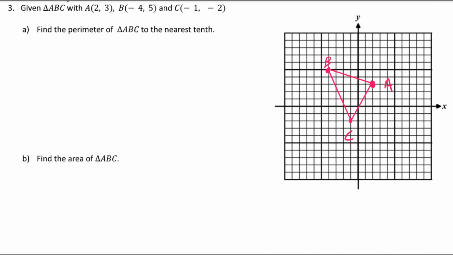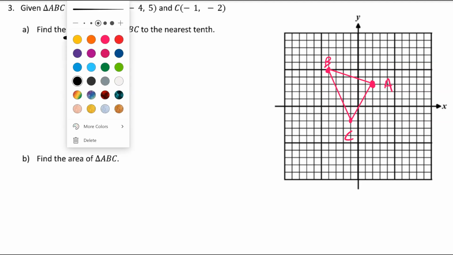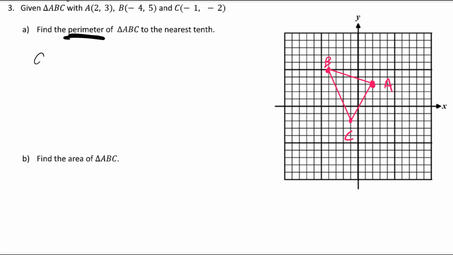Number 3. Given triangle ABC with A is (2, 3), B is (-4, 5), and C is (-1, -2), find the perimeter of ABC to the nearest tenth. Well, the perimeter is going to be the distance around the outside, so the sum of all 3 of those sides. And to find the length of any of them, it would be helpful to use the distance formula. Remember that the distance formula is the square root of (x2 minus x1) squared plus (y2 minus y1) squared.